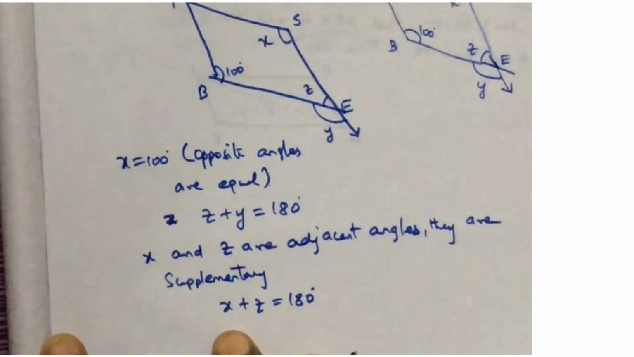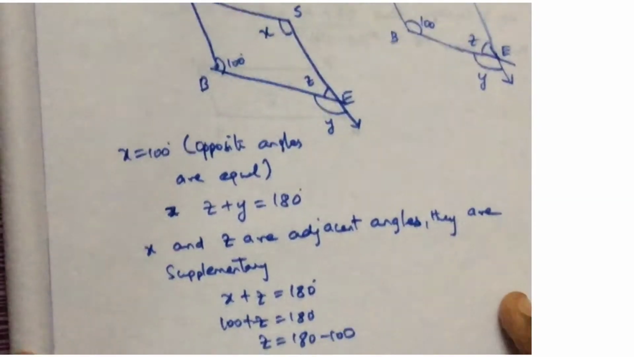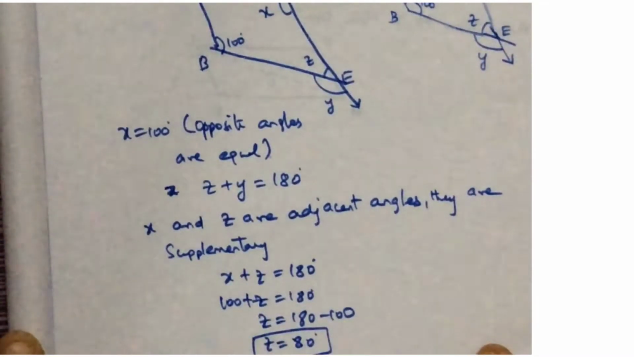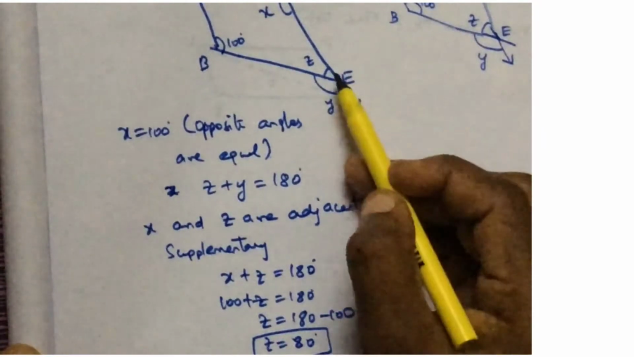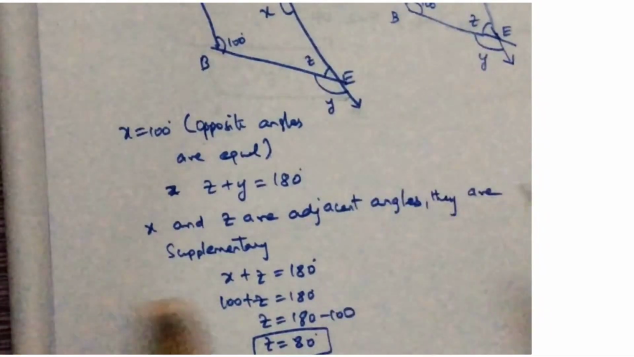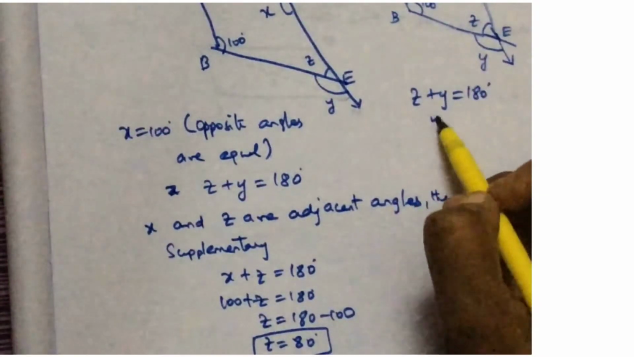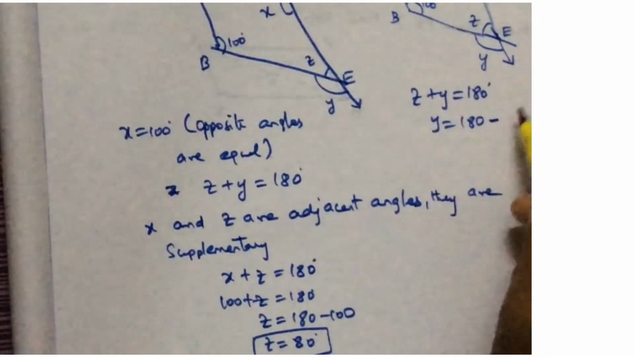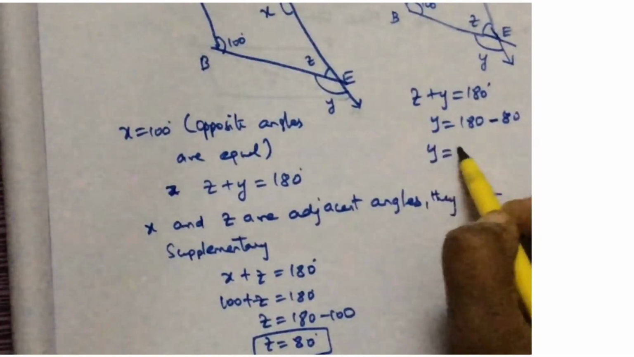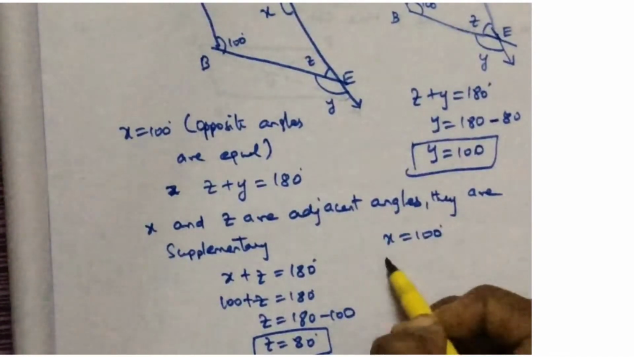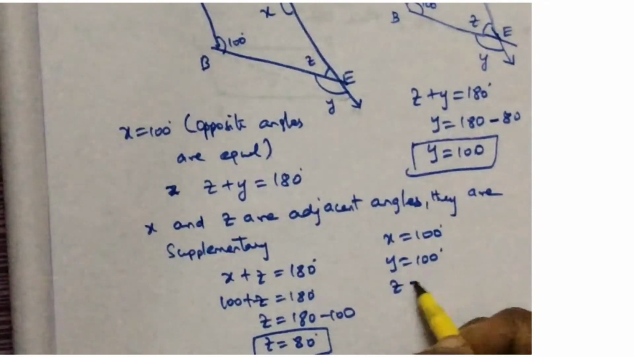Now, x is 100. 100 plus z is 180. z equals 180 minus 100, so z equals 80. If z is 80, what is y? z plus y is 180. So y equals 180 minus z, which is 80. y equals 100. So the answer is x equal to 100, y equal to 100, z equal to 80.